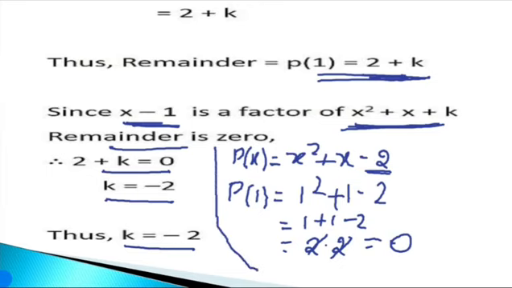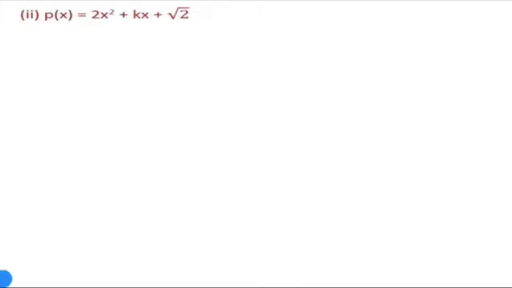So in this way you can verify your answer. I hope everyone understood the solution of sub question 1 in problem 3. Let's move to the solution for sub question 2 in problem 3. So this is the second sub question. Here p of x equals 2x square plus kx plus root 2. And here the g of x is x minus 1.